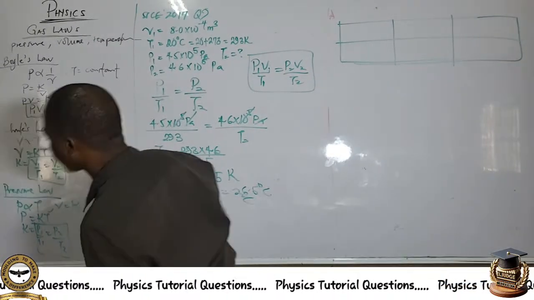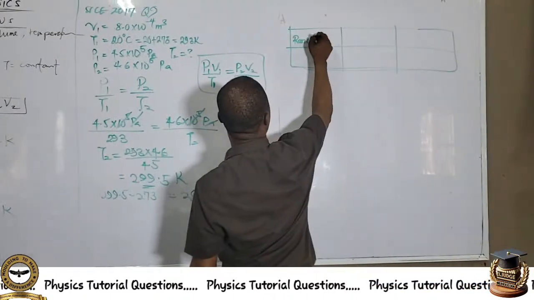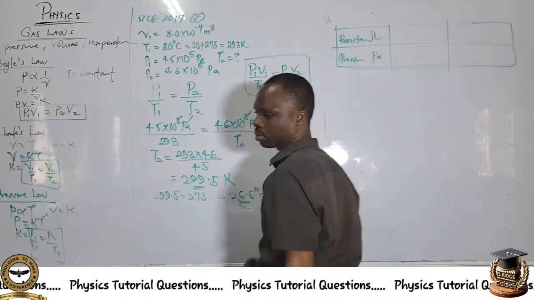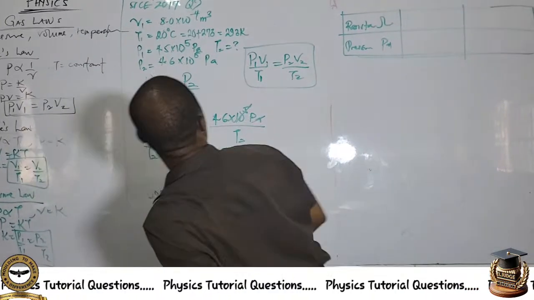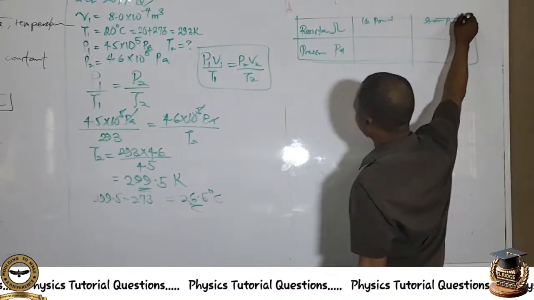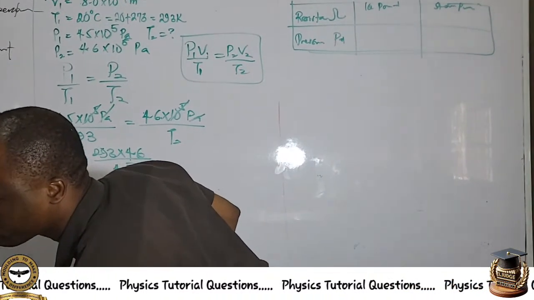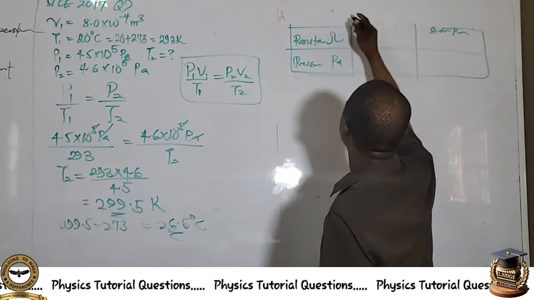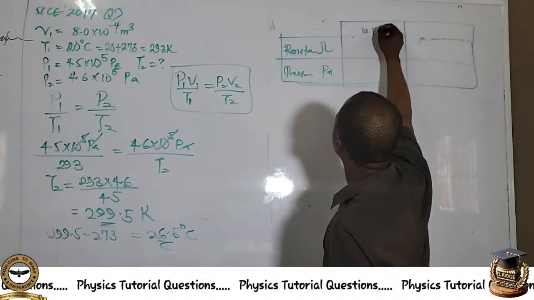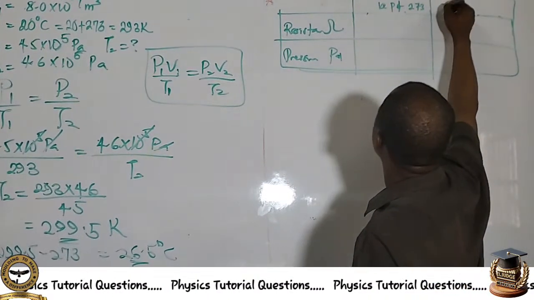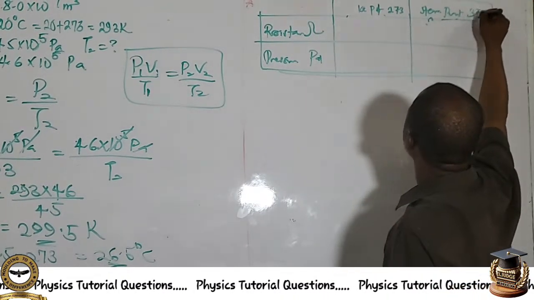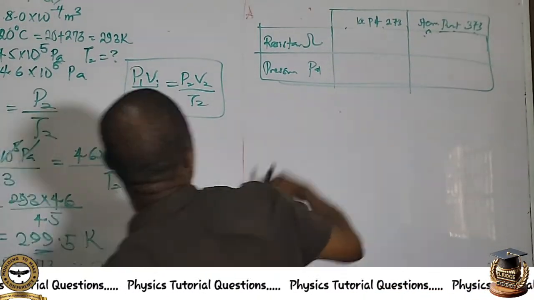I have a table: resistance in ohms and pressure in Pascal. This is the ice point, and this is the steam point. We were told the ice point is 273 and the steam point is 373. So they are in Kelvin.